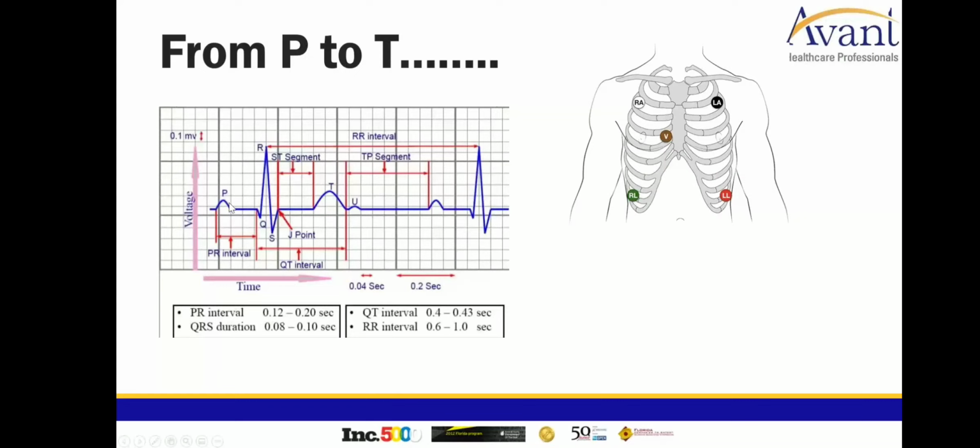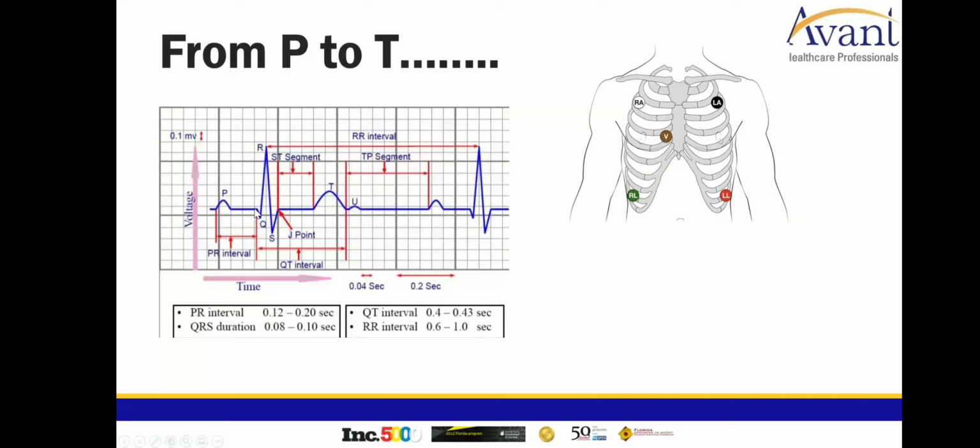As the impulse then continues to travel after the P wave, this period of time between the beginning of the P to the beginning of the Q wave is called the PR interval. That is an important factor to remember because the PR interval represents the time it takes for the impulse to reach the AV node. Normal PR interval is 0.12 to 0.20 seconds. That's how long it takes.